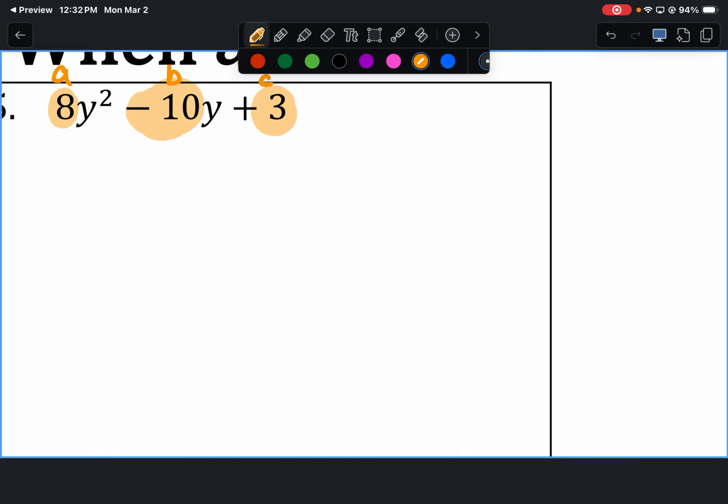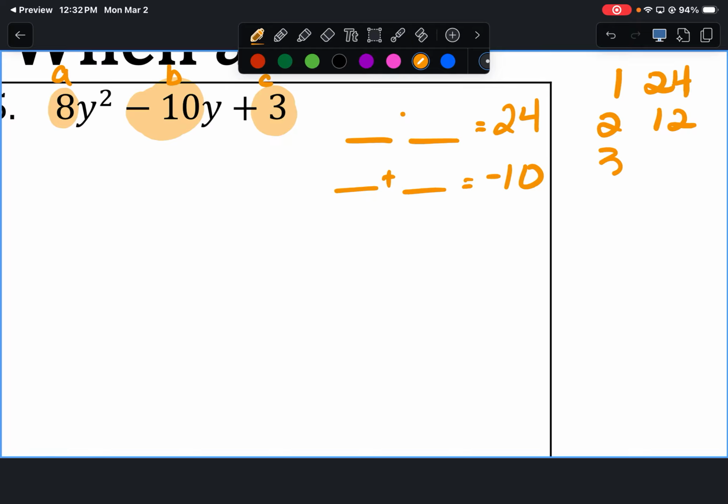So to set this up, we're going to figure out what multiplies to give you A times C for this problem, and then we have to figure out what adds to give us our B term, negative 10. So we look at our factors of 24: 1 and 24, 2 and 12, 3 and 8, 4 and 6. Now, can I use 1 and 24 to make 10? No. Can I use 2 and 12 to make 10? No. Well, technically I could. Yes, you could. What about 3 and 8? No. And we have two options here that we could use to get 10, right?